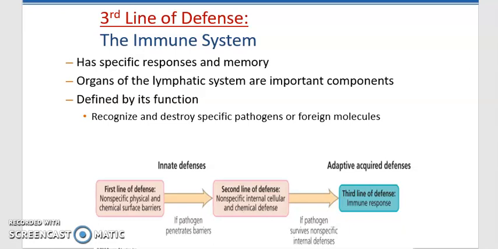So we have these parts of our immune system that we have talked about. We talked about the first line of defense, which are nonspecific physical and chemical surface barriers. We have the second line of defense, which are our cellular components of our immune system, like natural killer cells and macrophages and neutrophils, the phagocytic cells that are nonspecific. And now we're on that third part of the immune system, which involves our adaptive immune response.